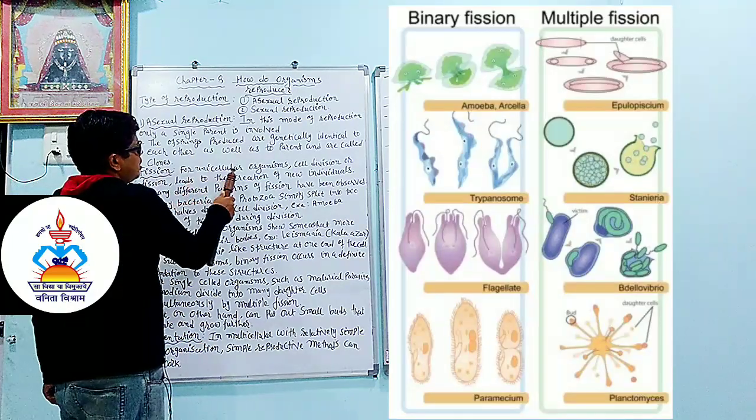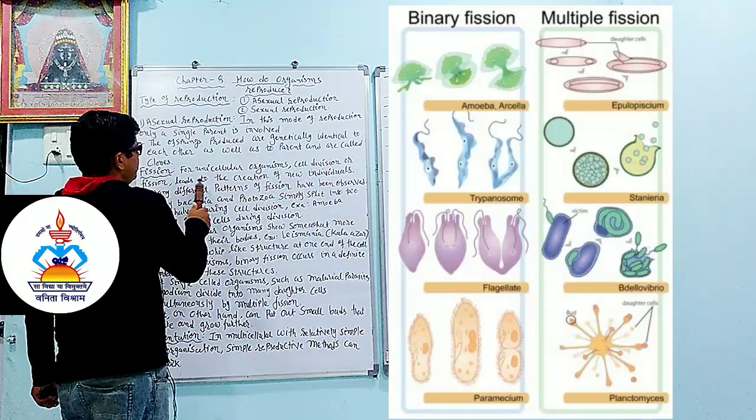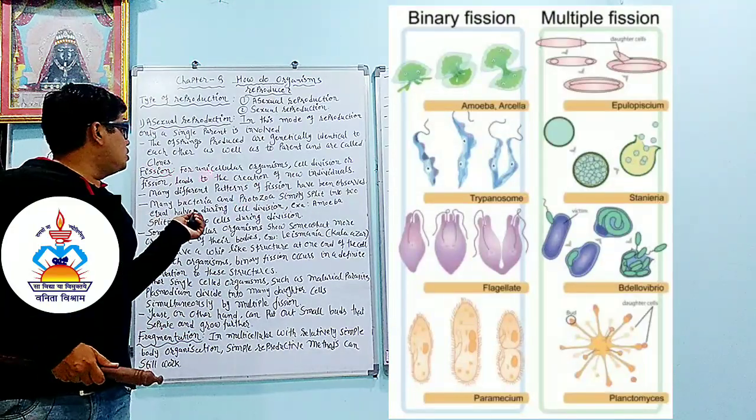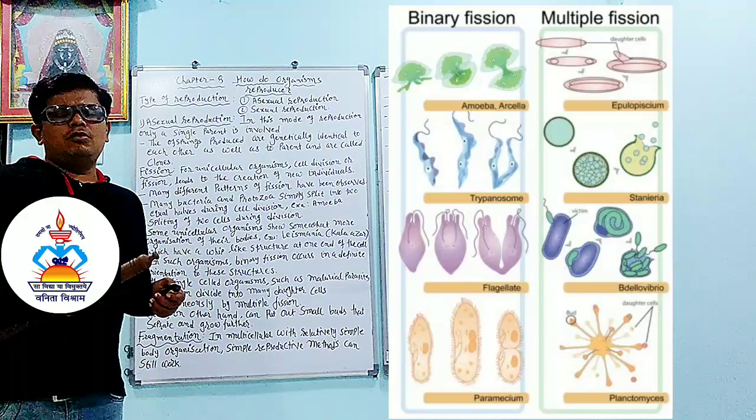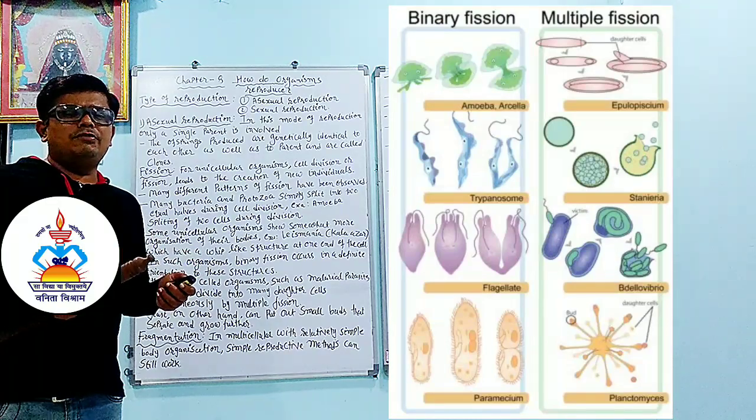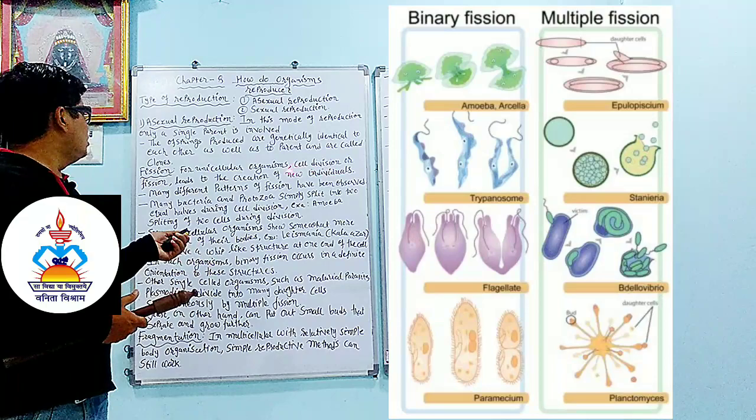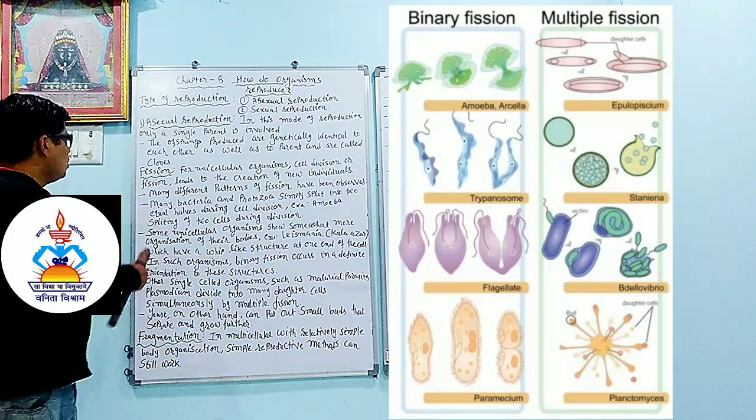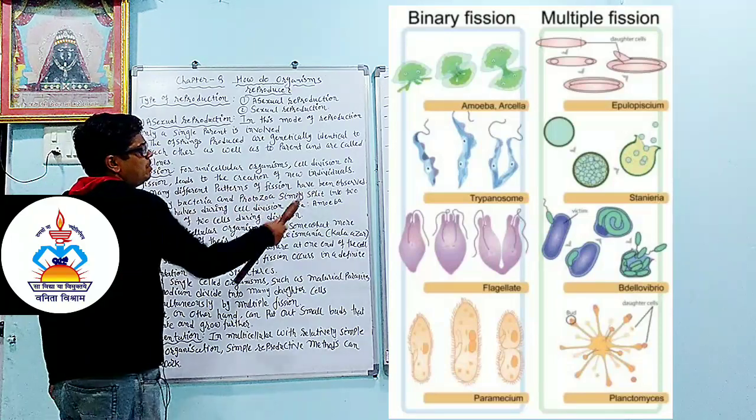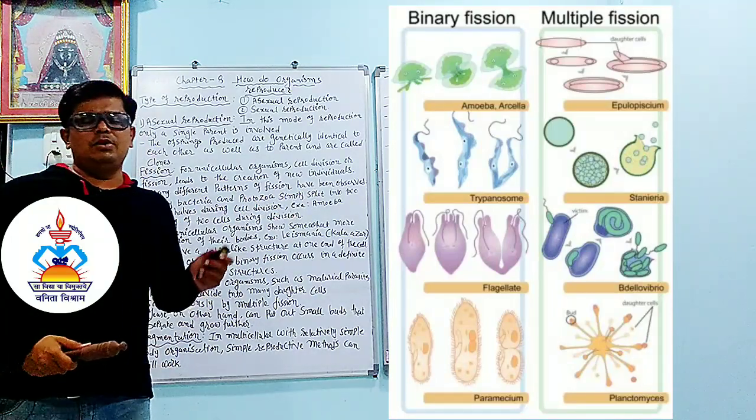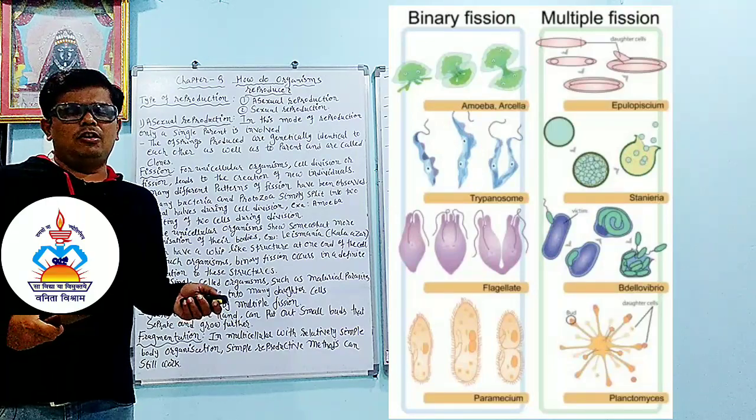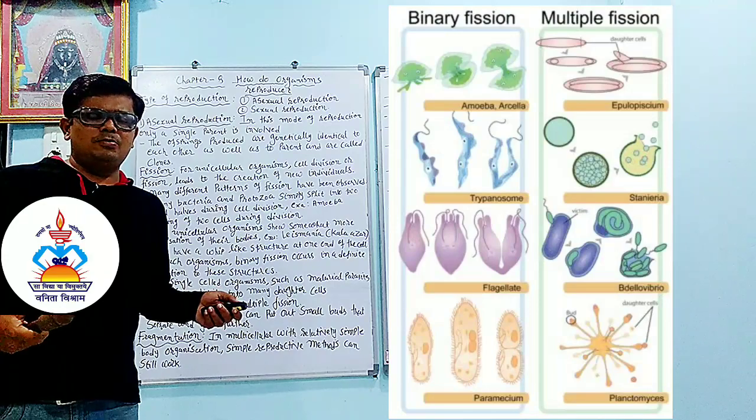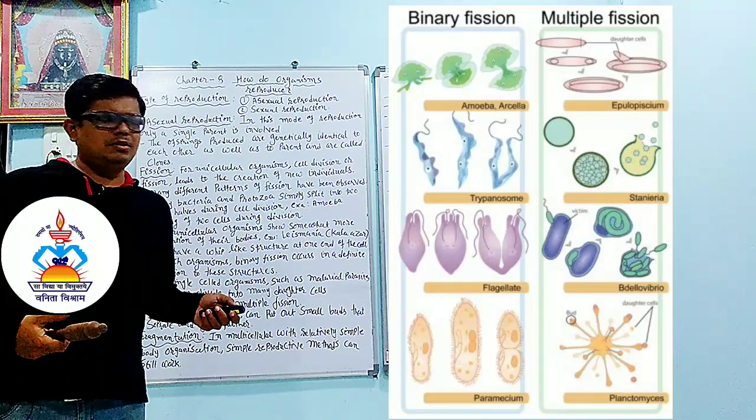Fission. For unicellular organisms, cell division or fission leads to the creation of a new individual. Many different patterns of fission have been observed. It is not compulsory that from one cell two cells are obtained. It may be possible that from one cell many daughter cells are obtained. So multiple fission is also possible.